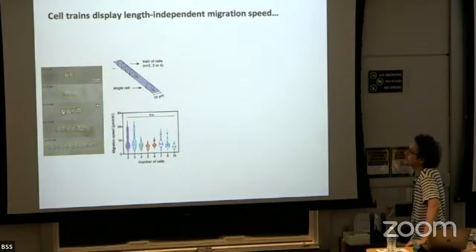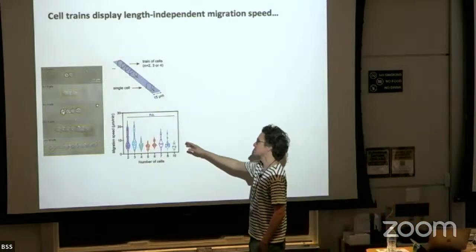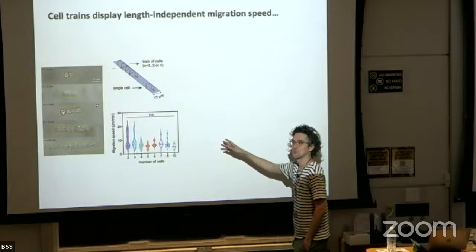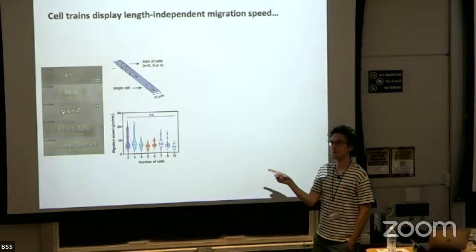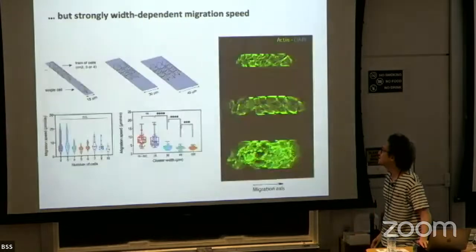Okay. So this in itself is not very interesting. This is exactly what you would get, for instance, in these kinds of flocking models, where every cell has a polarity, and they align to each other, so they go in the same direction, and they all move at the speed of single cells.